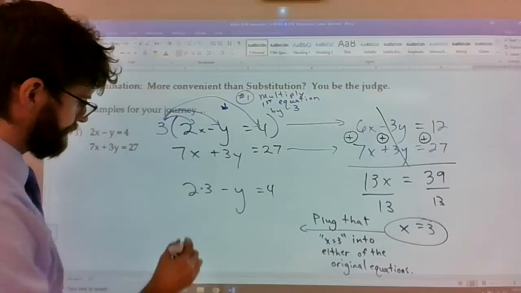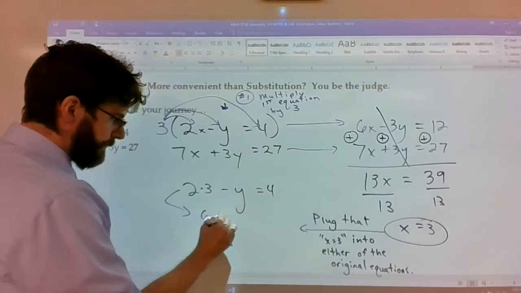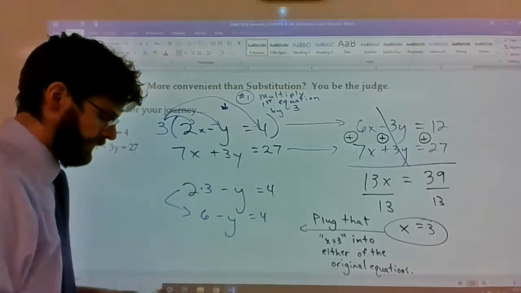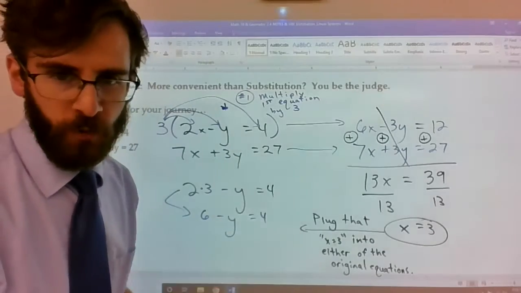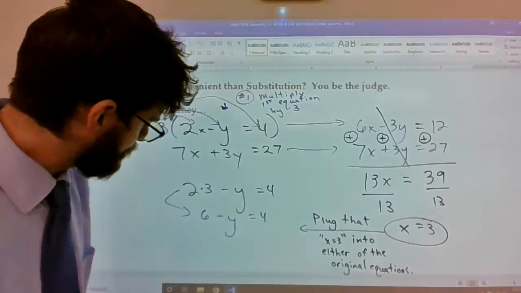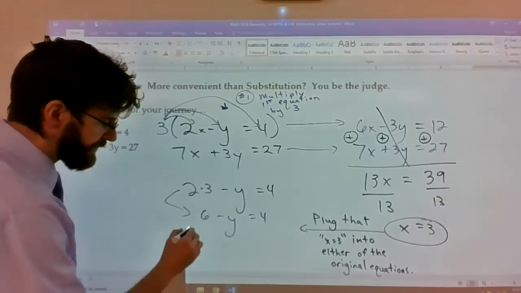So instead of x, put a 3 in there. Now solve for y. 6 minus y equals 4. And shoot, you could guess and check on this one. 6 minus blank equals 4. The answer is 2. Here's how it would look if you worked it out.